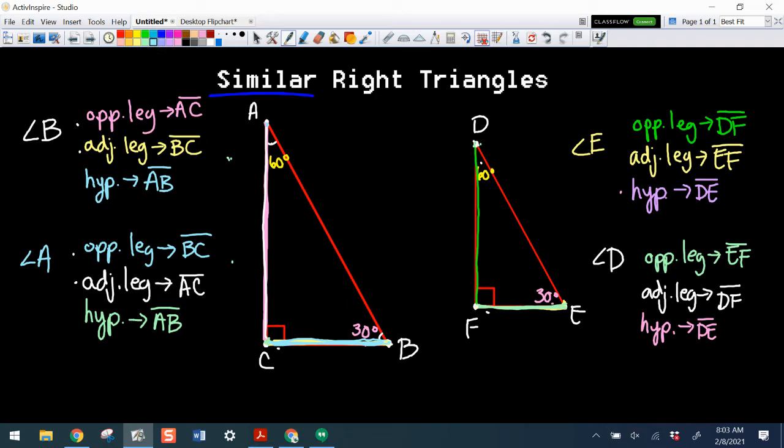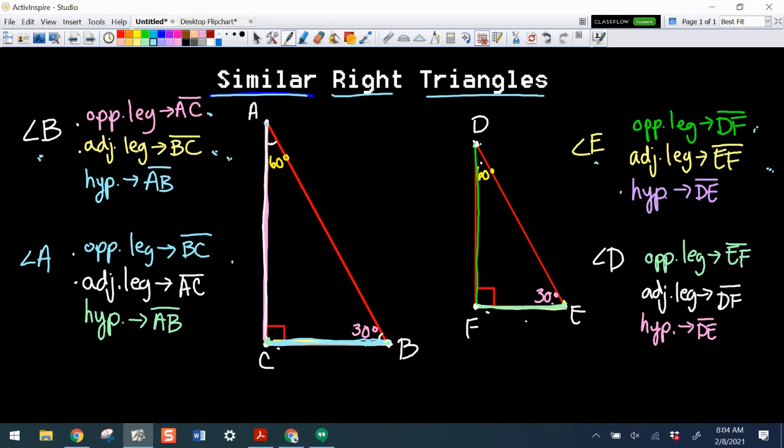Now, why do we bother with this terminology? Because back at the beginning, we didn't just say these were right triangles. We said these were similar right triangles. And what we've just established, because we know angle B is congruent to angle E, is that this opposite leg, AC, is a corresponding side to DF. So the opposite legs of congruent angles are corresponding sides. That means that the adjacent leg, in this case to angle B, line segment BC, corresponds to line segment EF.